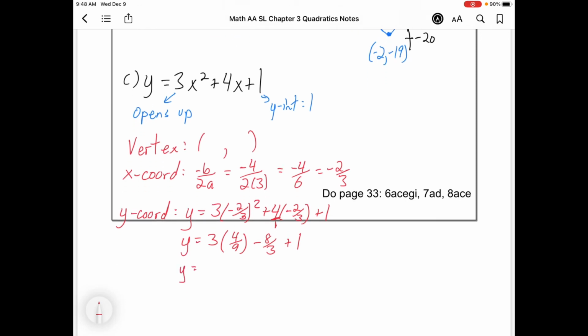Some people are going to do the same thing, multiplying this 3 by 4/9. And I'll just show what that looks like. We'll get 12/9 minus 8/3 plus 1. 12/9 actually reduces, though. 12/9 is just 4/3.